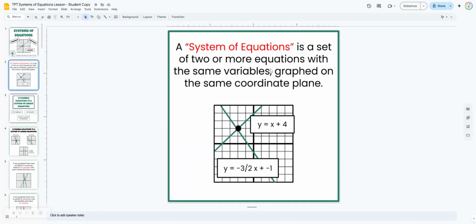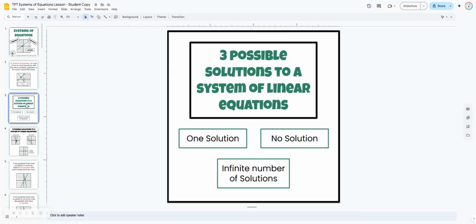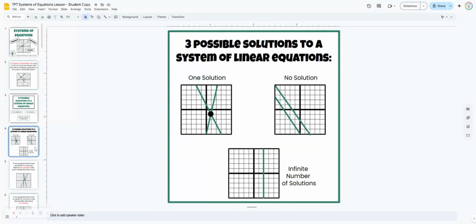So it's a set of 2 or more equations with the same variables, graphed on the same coordinate plane. So if we graph these 2 lines, we can see that the solution would be the point where the 2 lines cross. Now there are 3 possible solutions to a system of linear equations. There could be one solution, no solution, or an infinite number of solutions. We're going to show what that looks like to the students.